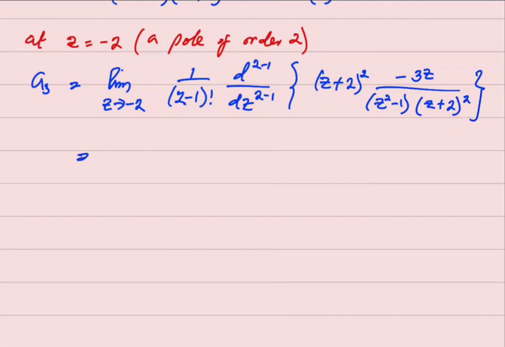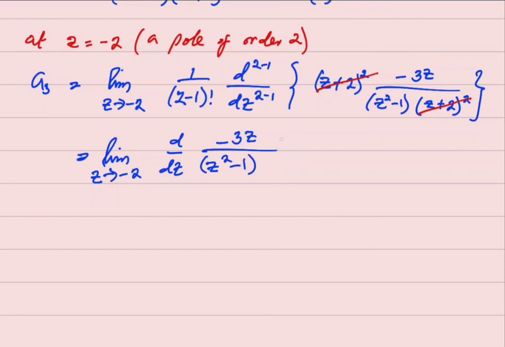So this one will cancel, so you have this one and this one cancelling. So you are left with this limit z goes to minus 2, then this is 1 factorial, then into d/dz of minus 3z divided by z squared minus 1. So that is what you have there, yes, that's what you have.